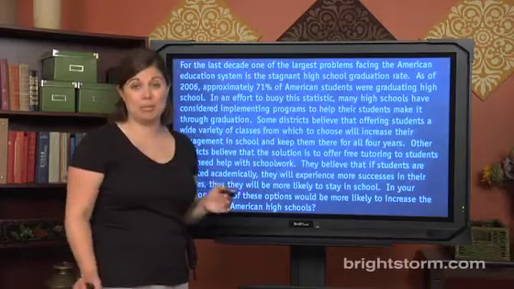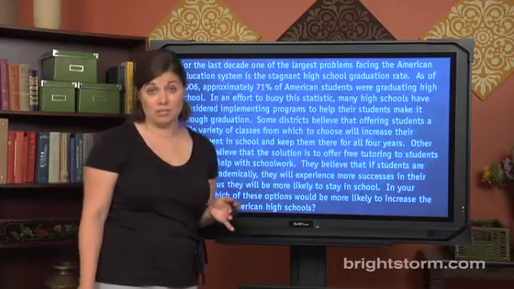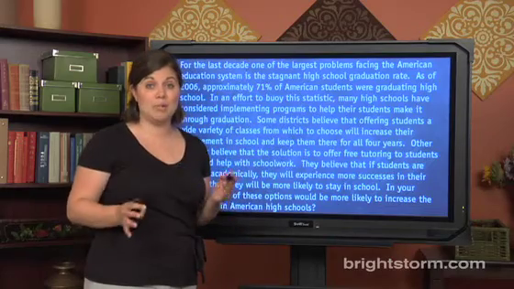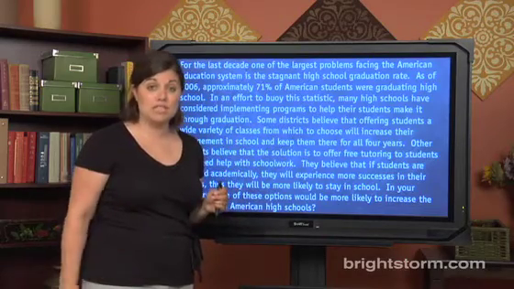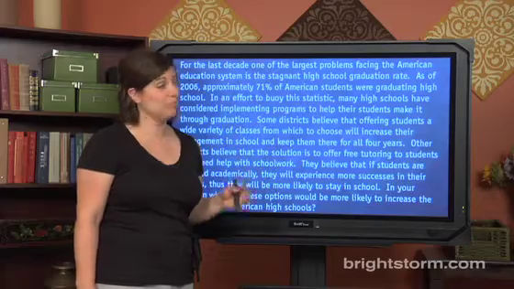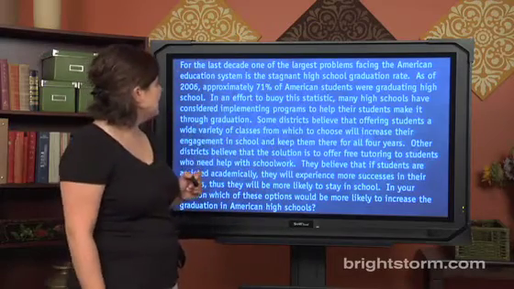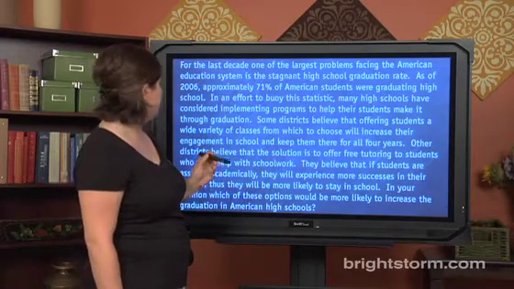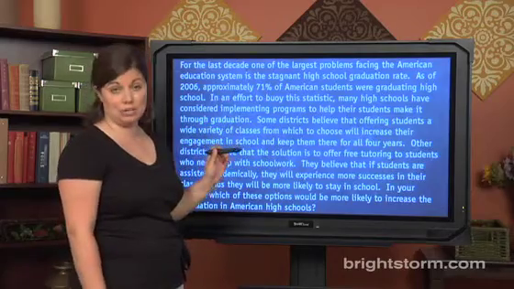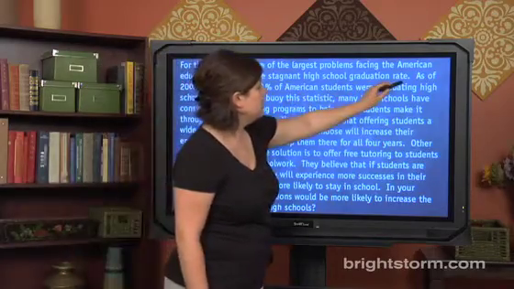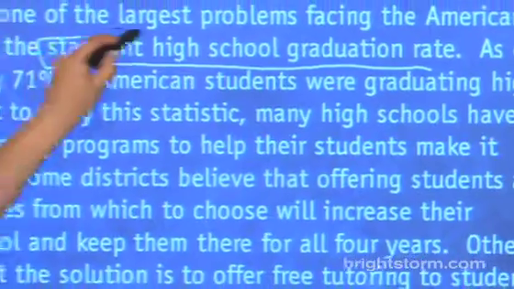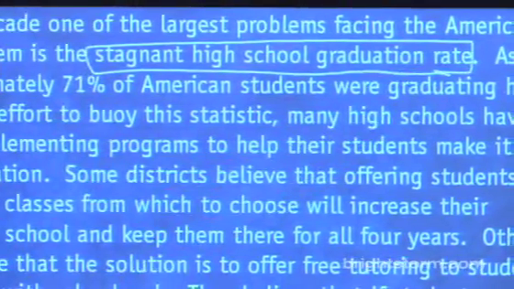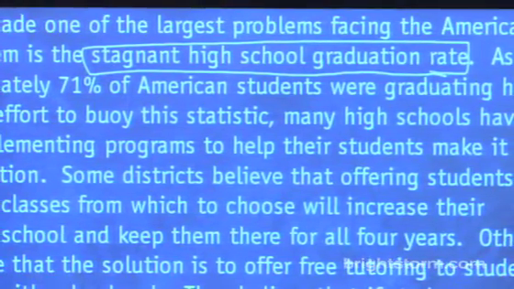If we take a look at sample prompt number 4, which you can find in the bonus materials, let's go through and try to mark those important things. The 2 sides of the issue, the actual issue. All right, so for the last decade, one of the largest problems facing the American education system is the stagnant high school graduation rate. What we need to mark here is that stagnant high school graduation rate, because that's the issue at hand, and they're going to expect us to be able to talk about it with some understanding and some complexity.